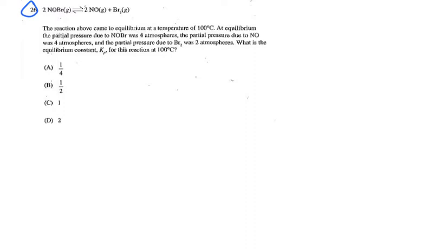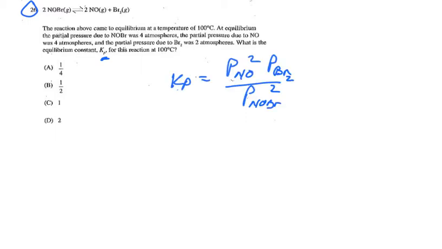You know what we should do? Since it's a Kp, we should practice writing the Kp expression. It's a little different format. See if you can do it. I'll wait for you. Pause the video. Alright, is that what you got?